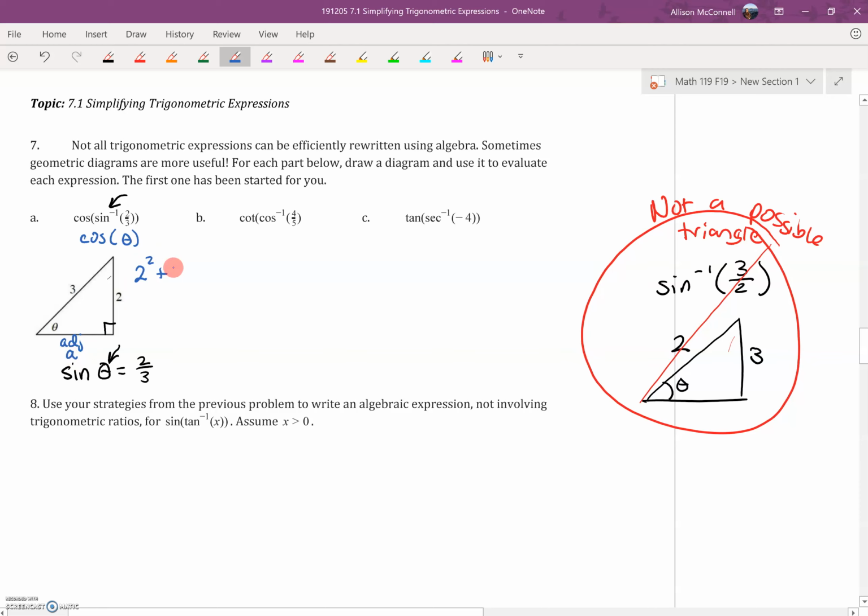Let's just call it A squared, and I know that that equals my hypotenuse squared. And so I have 4 plus A squared equals 9, and then A squared equals 5. And so that tells me that my adjacent side is the square root of 5. And it's preferred to leave that exact.